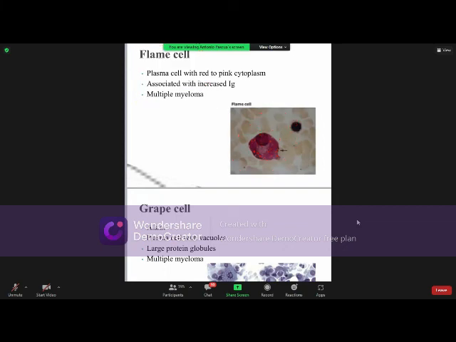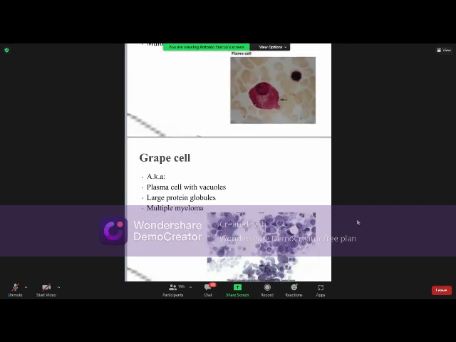Okay? And with the next one, as you see here on this picture, it's quite obvious why it is called a grape cell. Grape cell or berry cell or morula cell. Those round structures that you see, you call them Russell bodies. Sir, what are Russell bodies? Russell bodies are the individual globules of immunoglobulins. Those are our immunoglobulins.